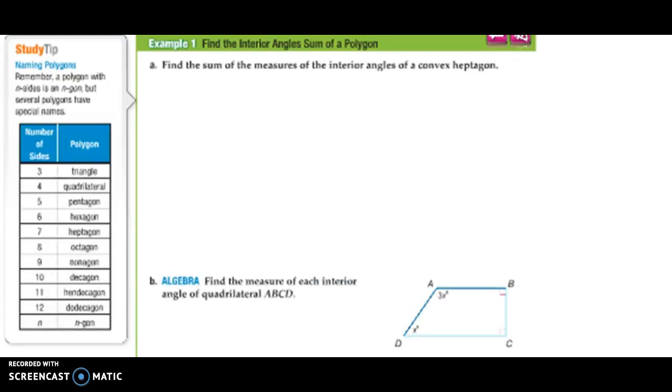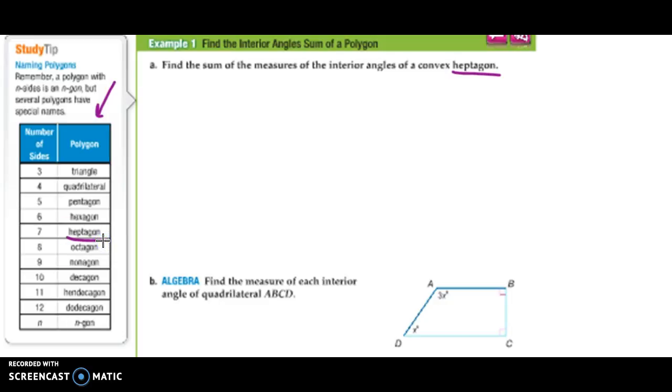So let's look at an example. It says find the sum of the measurement of the interior angles of a convex heptagon. Okay, so right here over on the left, it shows all the different types of polygons, or common types that have names that you should probably somewhat remember. If you can't, that's okay. We have resources, you can look them up.